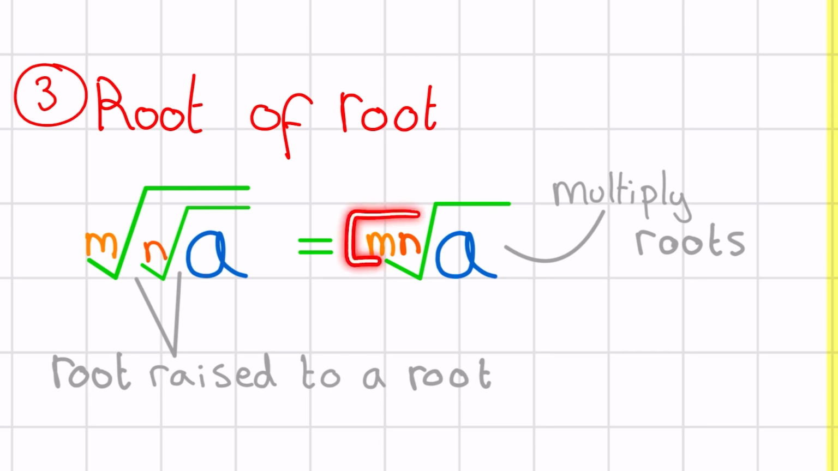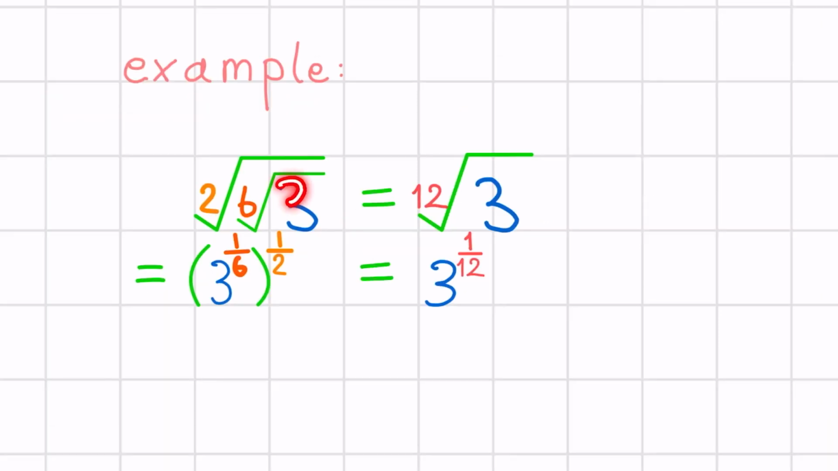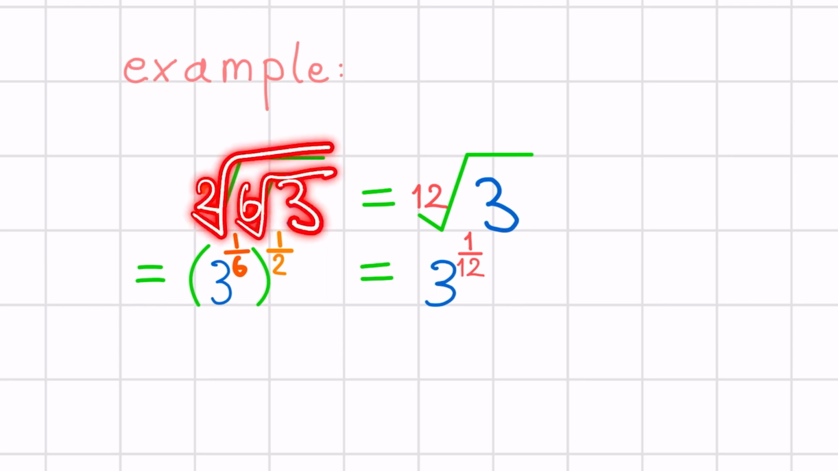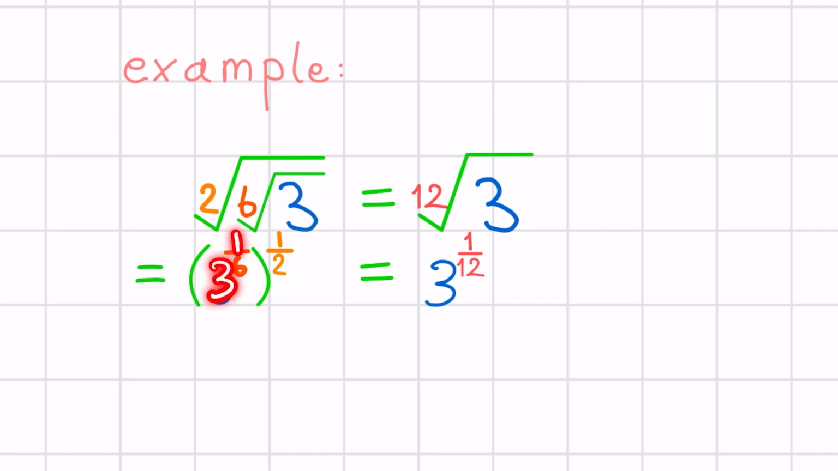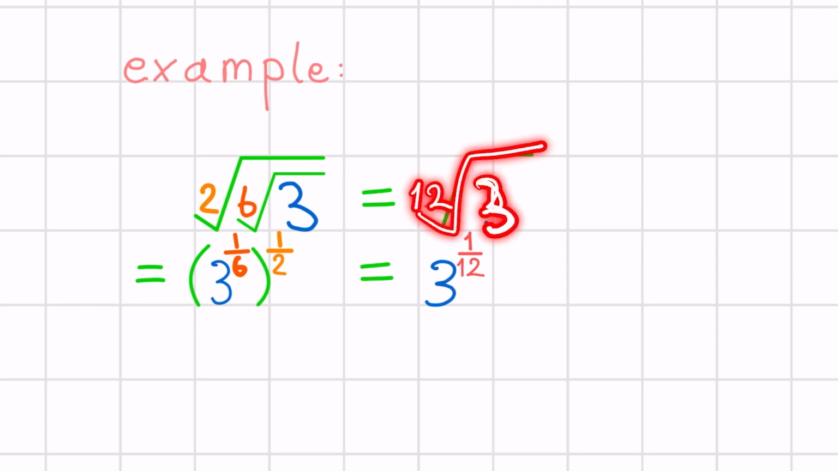I can just multiply these two roots. So let's show you this with an example of 3, and I'm taking root 6, and then I'm also taking root 2 of that. Well, I can rewrite this as 3 raised to the power of 1 over 6 raised to the power of 1 over 2. Now this, when we apply the power of power rule, is equal to 3 raised to the power of 1 over 12, and I can now convert this back into a root and show you that we ended up with the two roots being multiplied with each other, and we're left with root 12 of 3 instead.